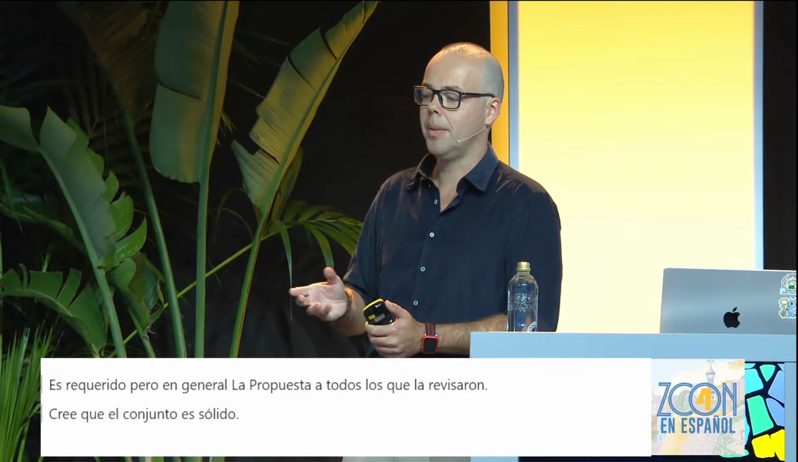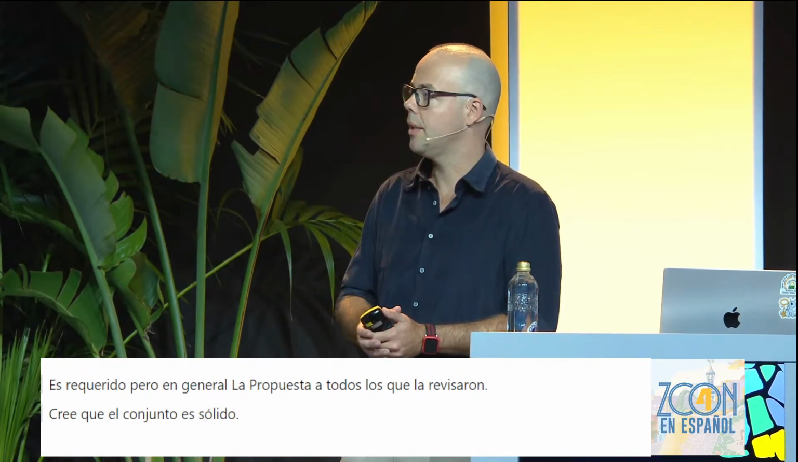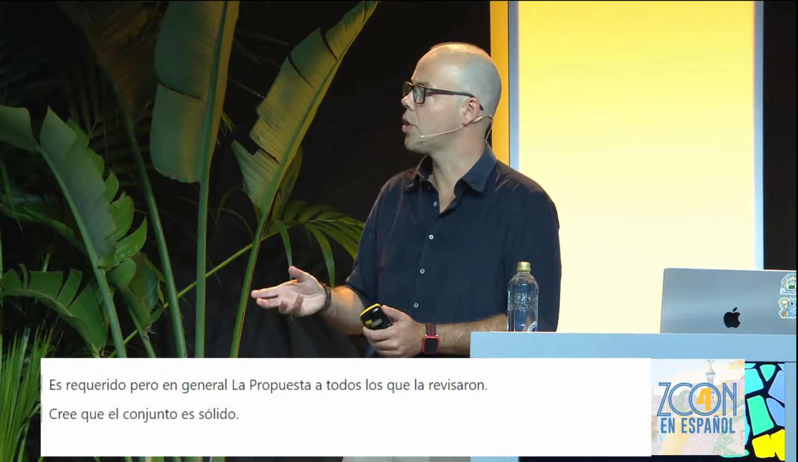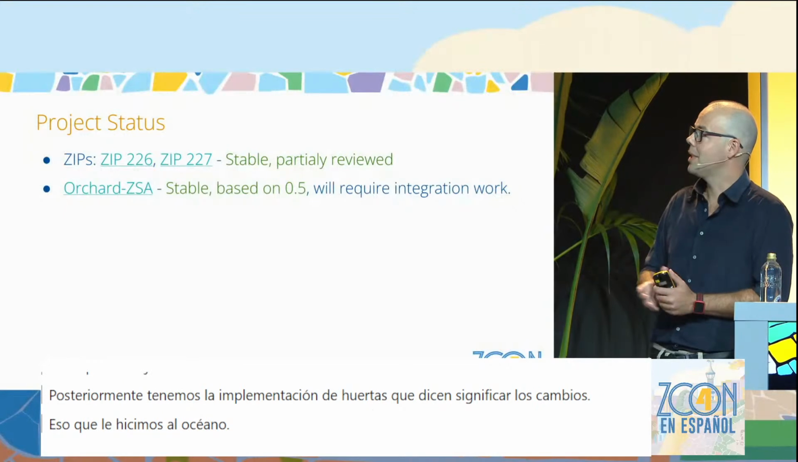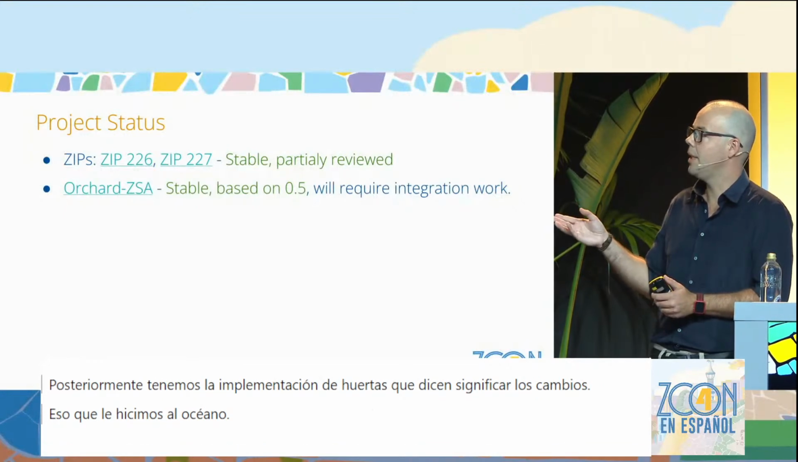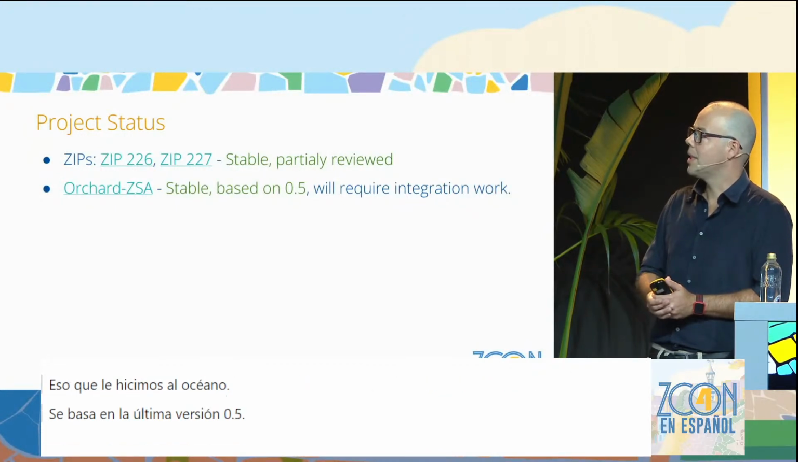Later, we have the implementation of Orchard ZSA, meaning the changes that we made to the Orchard protocol to implement the ZIPs. We consider it stable. It is based on the latest Orchard version, 0.5, and it will require some integration work later to really integrate this into the client.